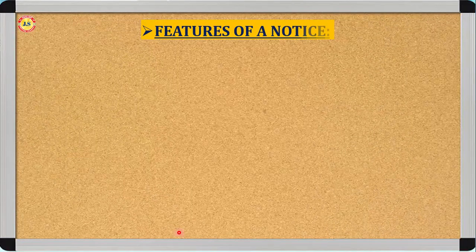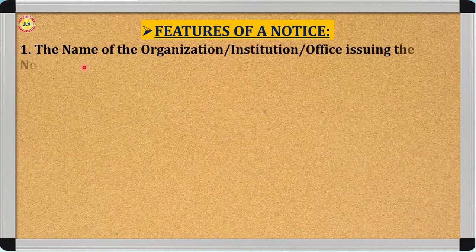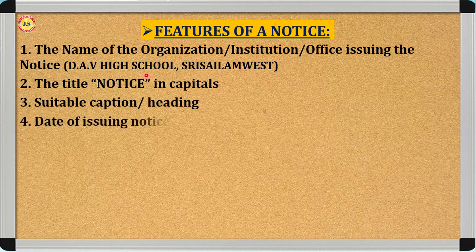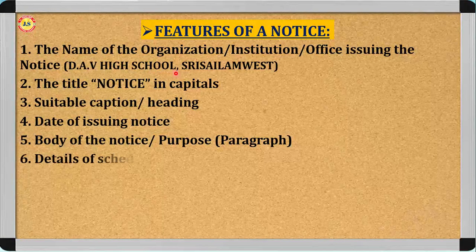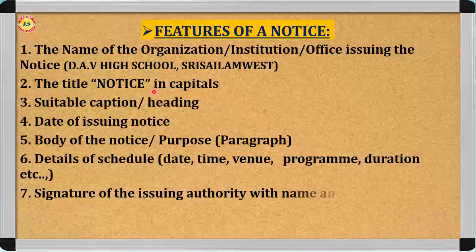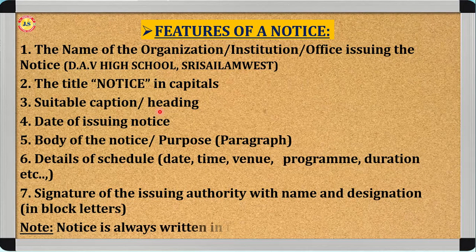Dear friends, now let us discuss the main features of a notice. The very first one is the name of the organization or institution or office issuing the notice. For example, here it is written like this: DAV High School, Sri Salem West. Here, the name of the organization should be written in capital letters, and after that, the title NOTICE should be written in block letters. And the third one, a suitable caption or heading is to be given to that particular notice.